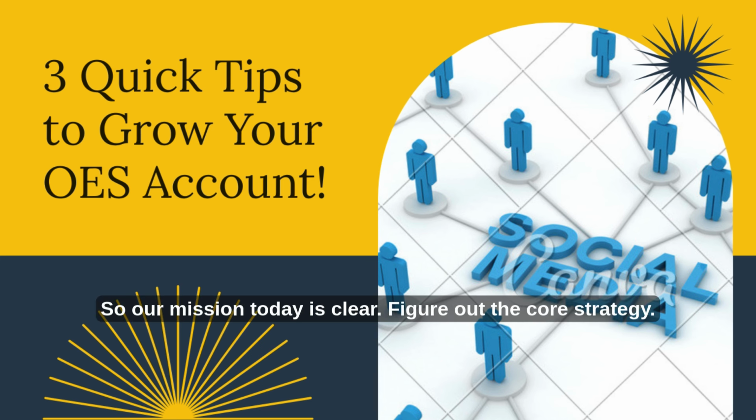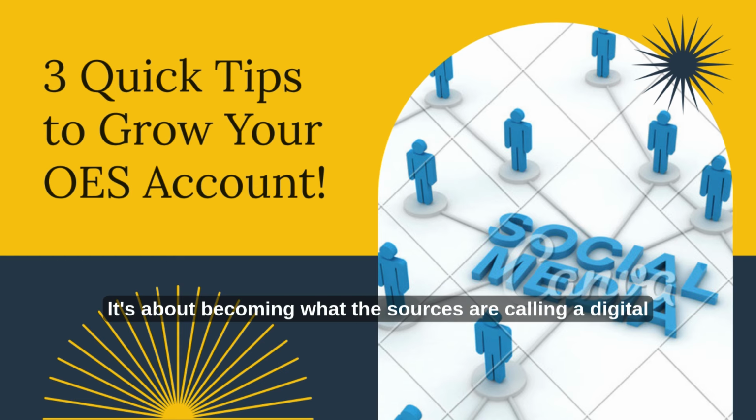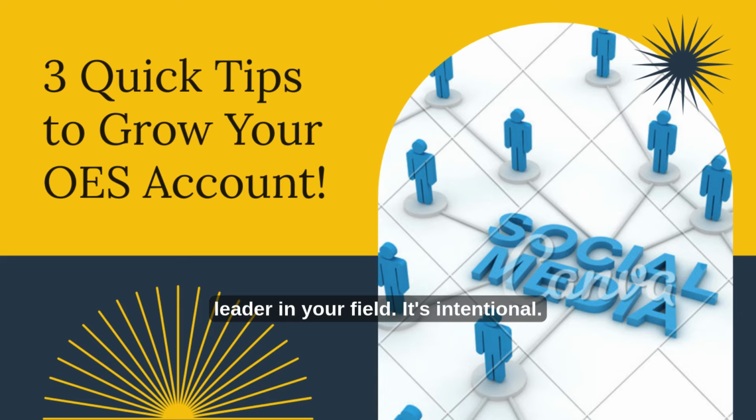So our mission today is clear. Figure out the core strategy. We want to help you move beyond just accidental growth. Right. Accidental growth happens, but strategic growth, that's different. It's about becoming what the sources are calling a digital leader in your field. It's intentional. So let's define what that growth actually means for you, the listener.